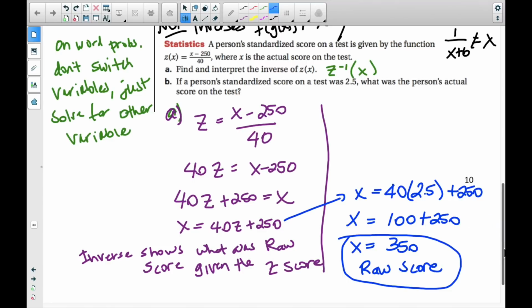All right, we will be working on inverses, and this is the last lesson in this unit. So we are now ready to start working on inverses and then reviewing for the test.